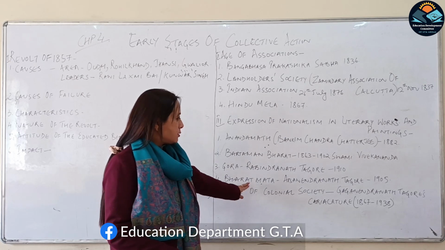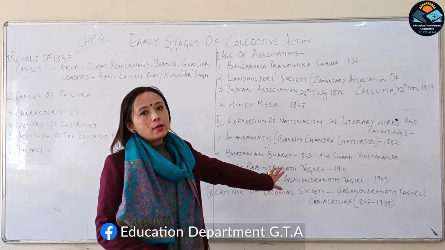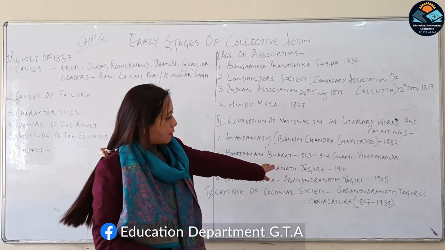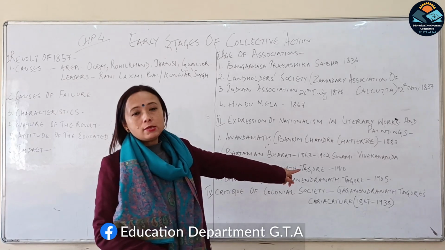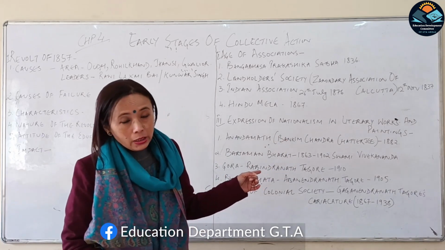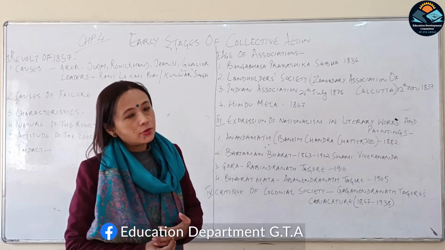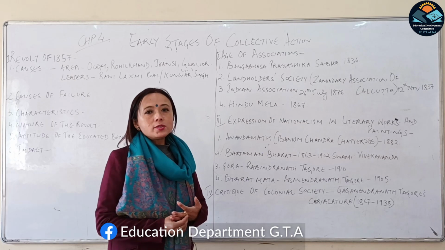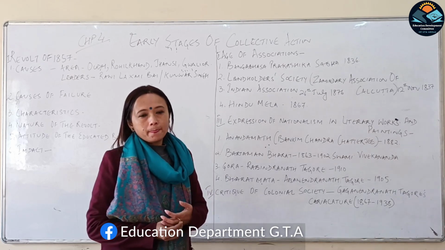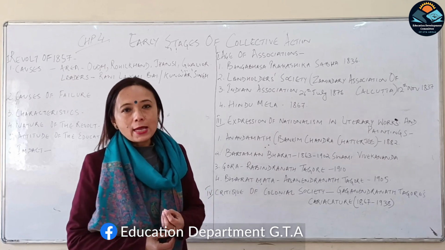Now, next we shall talk about Bharat Mata, which is a painting by Abanindranath Tagore, and the date is 1905. It was a painting by Abanindranath Tagore in 1905. Now, in 1905, the country was facing a lot of turmoil because of the partition issue. Now, which partition? It was the partition of Bengal, which Lord Curzon had announced.